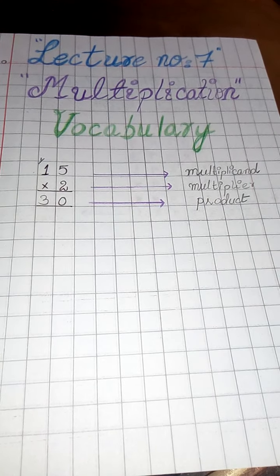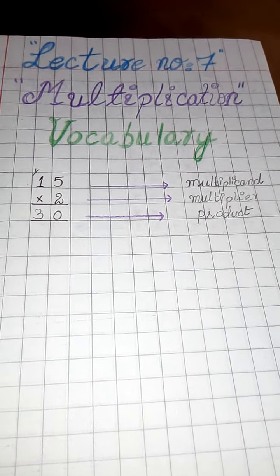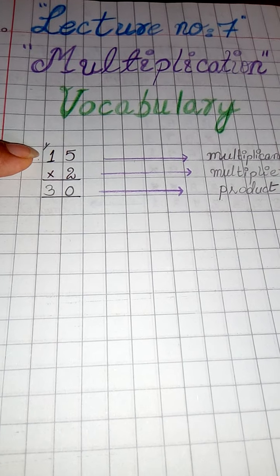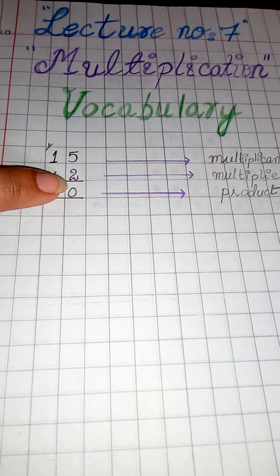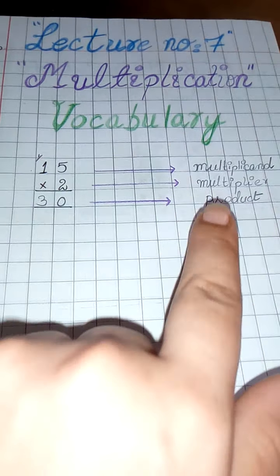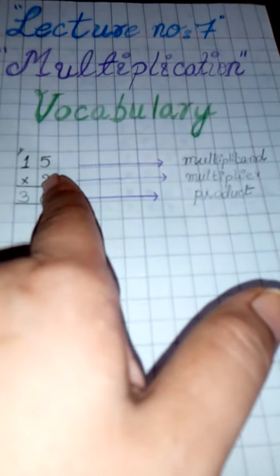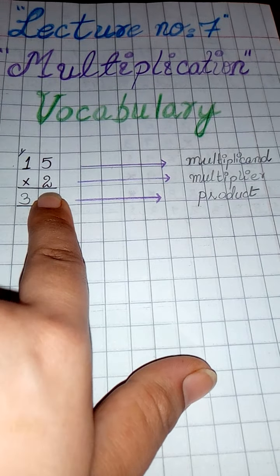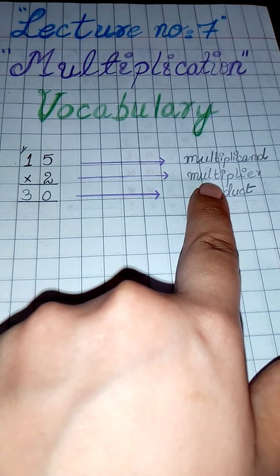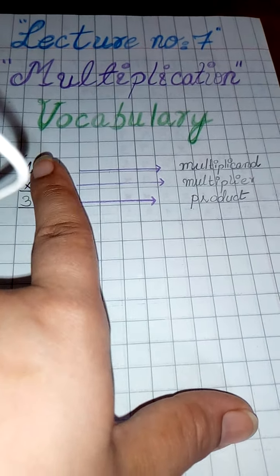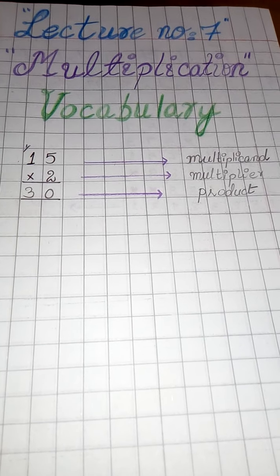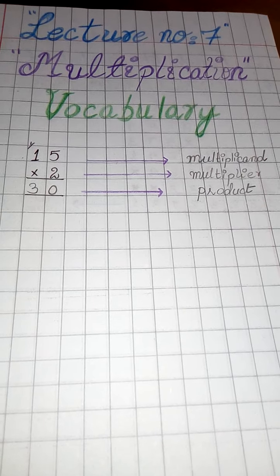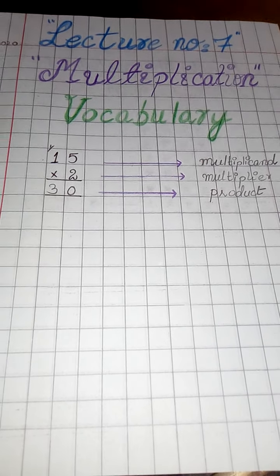As you can see on my page, I have written the number which comes on the top. That means the number till when you have to read the table, that is known as the multiplicand. Over here 15 is your multiplicand. Then 2 is the table which you have to read, so this is known as your multiplier. When you multiply 2 with 15, you get the answer 30, and 30 is your product.